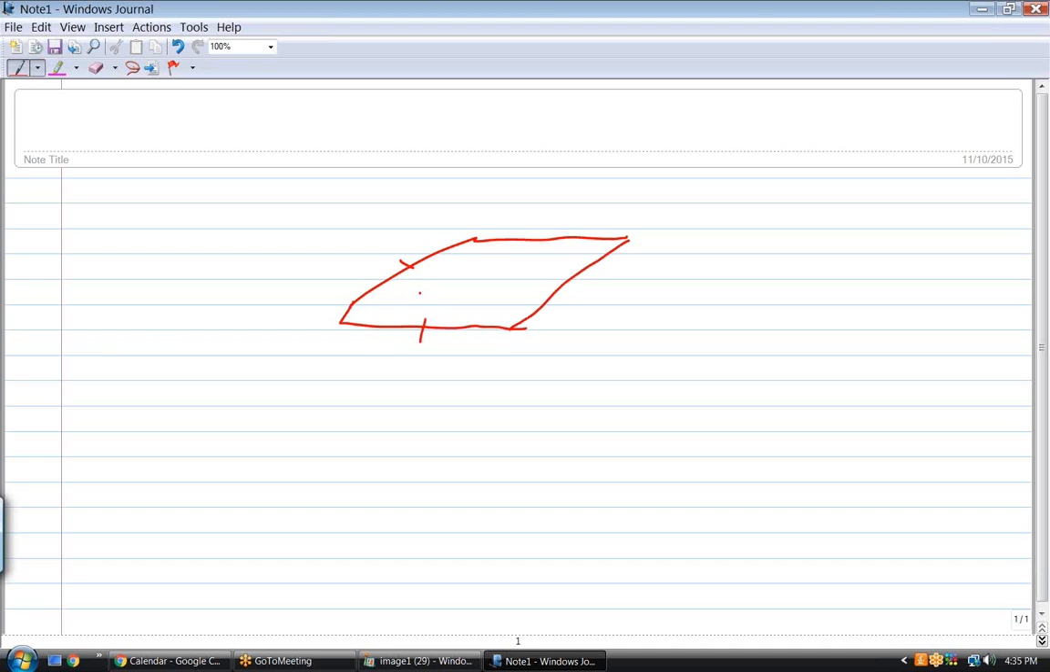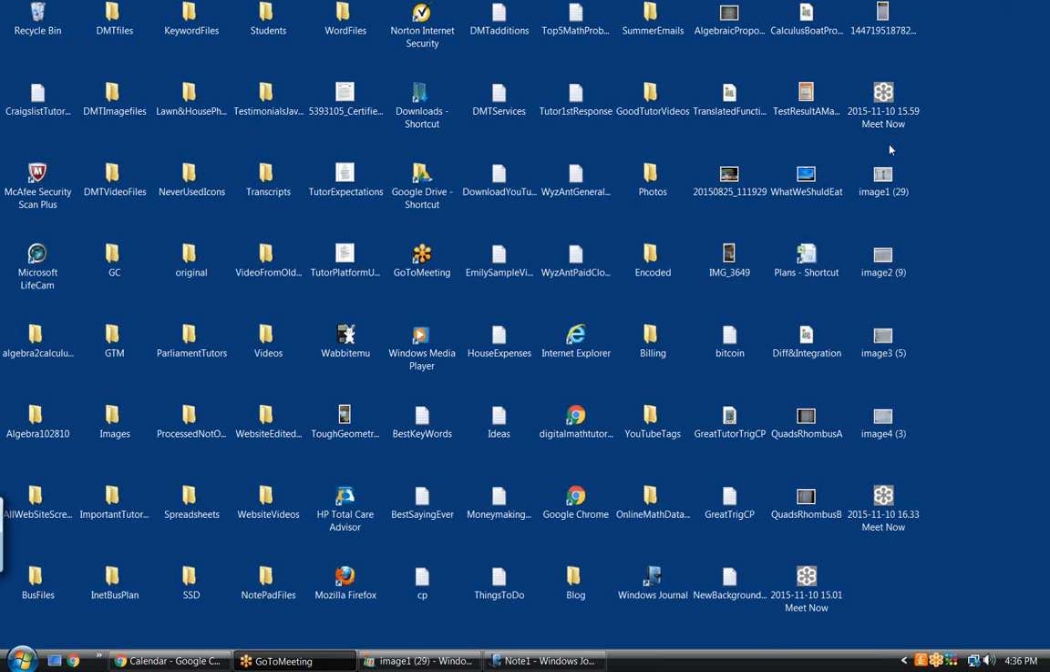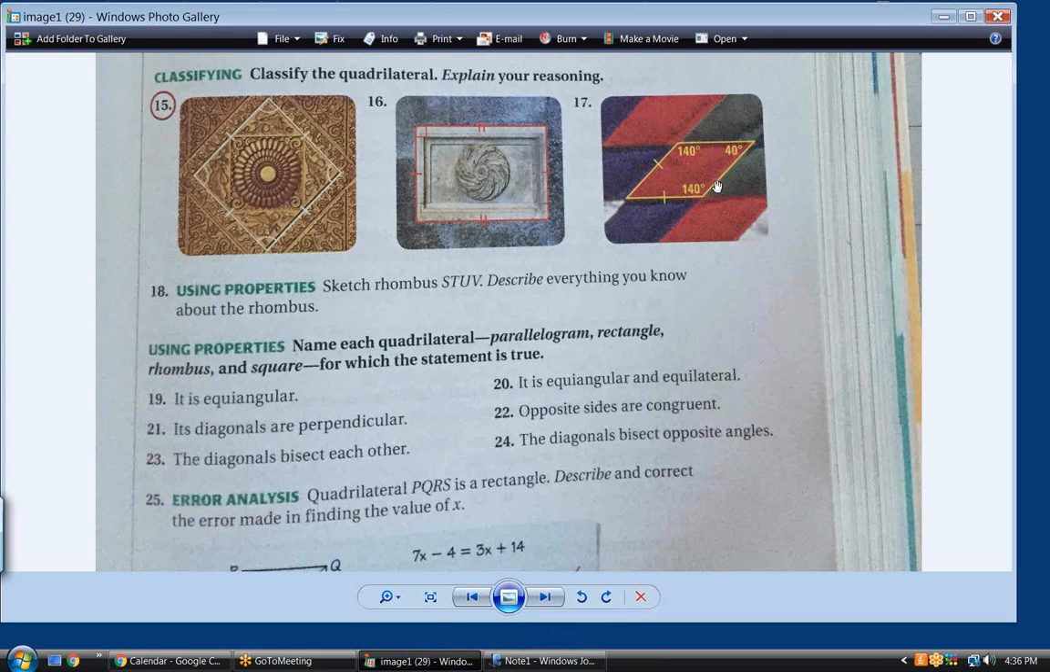even if I only know 2 of them are equal, if I know that's 140 and that's 40 and that's 140, well, I know that they have to total 360, so that has to be 40. And now I'm looking at 2 equal sides and opposite angles are equal. That says rhombus. And the fact that it's a rhombus means all 4 sides are equal.